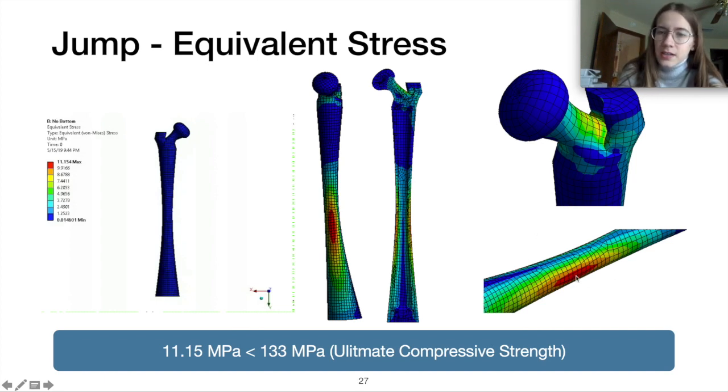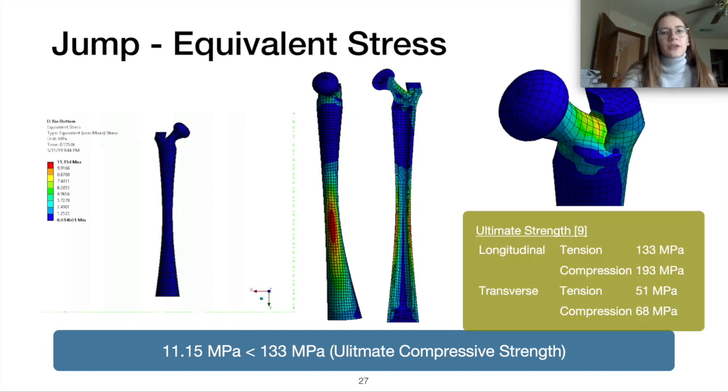One thing to note here, you can see all the different colors, which means that our mesh is pretty good in this area. Let's play this video. And here is the equivalent stress. The maximum stress was 11 megapascals, which is less than the ultimate compressive strength. So pretty good. I'm not simulating that my femur is breaking just by jumping. And here is the whole table in case you want to see it for reference.